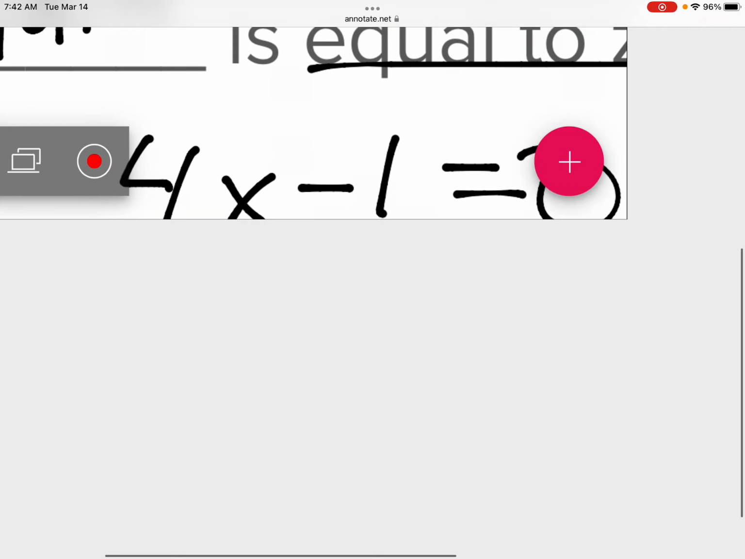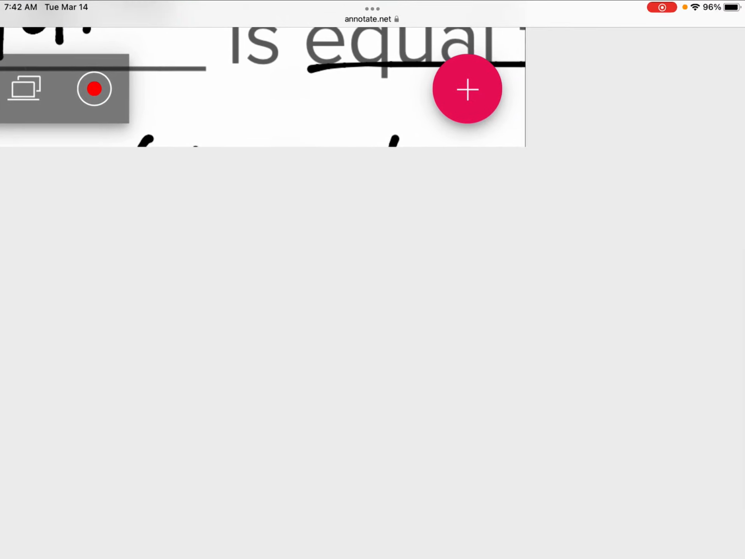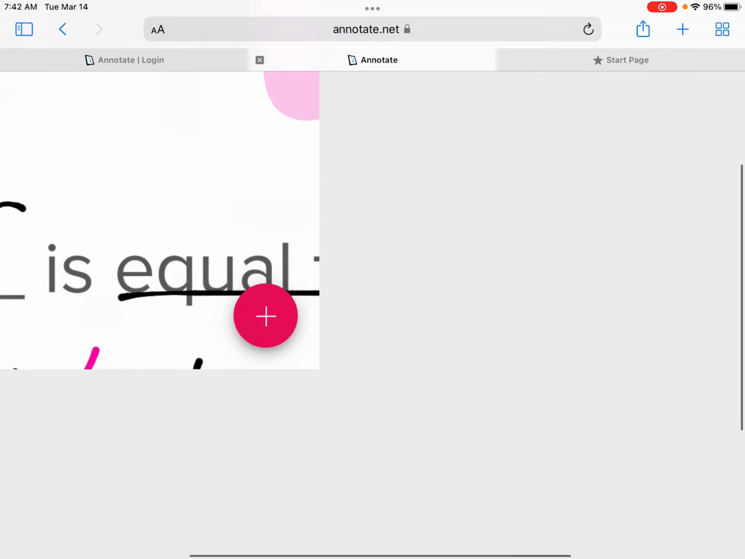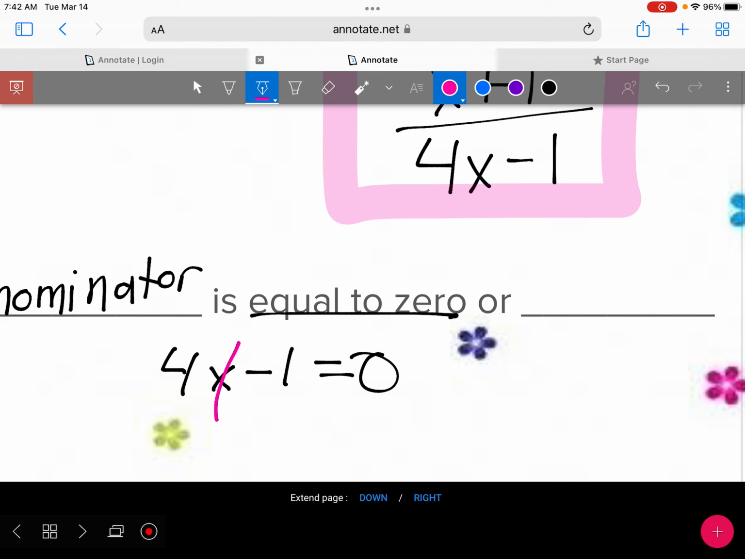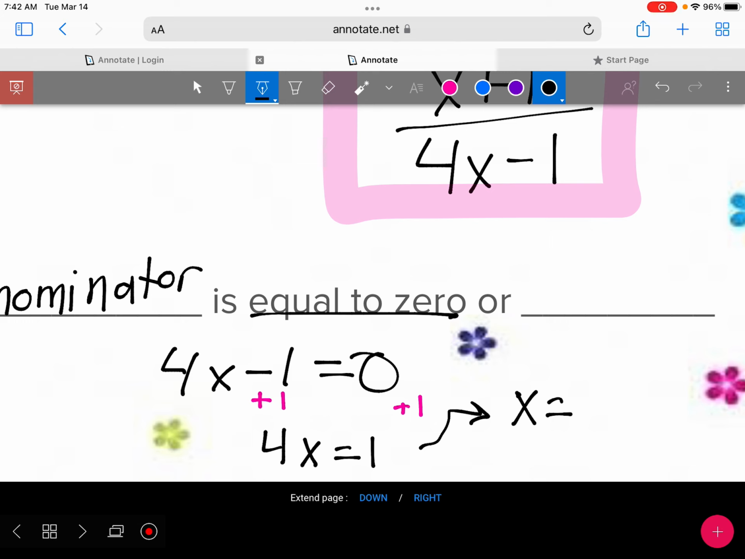Add 1. My screen's freaking out now. That is not what I intended to do. There we go. I'm going to go ahead and add 1. We have 4x equals 1. How do I get x by itself? Divide by 4, and we get x equals 1/4. So our function is undefined when x equals 1/4.